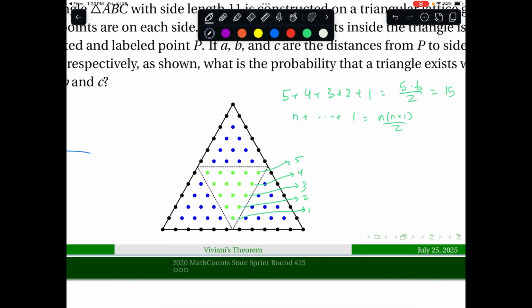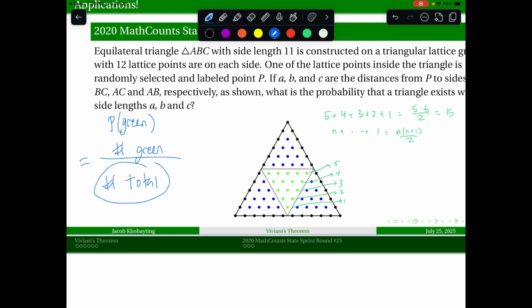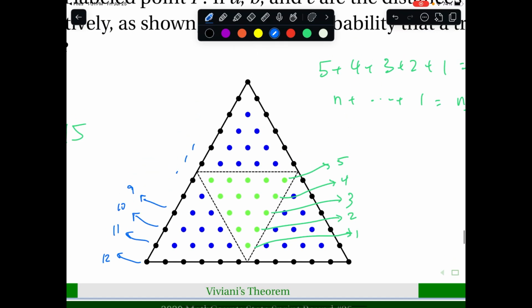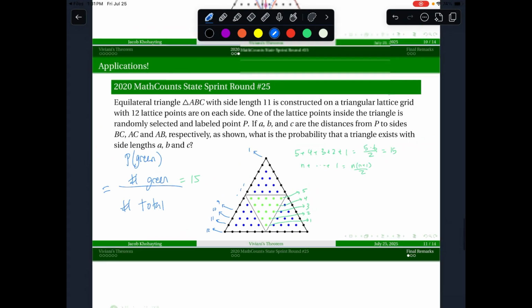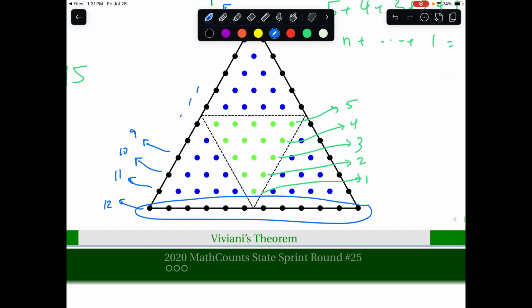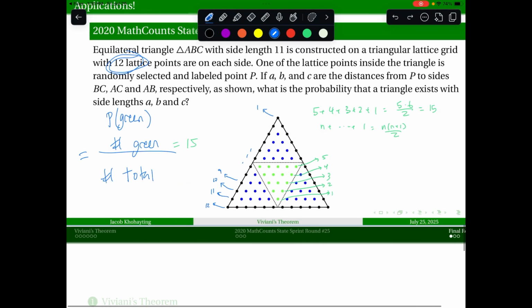I'm going to do the next part in blue. I want to find the number of total points. We have the green points, that's 15. Now we want to find the number of total points. The number of blue points, or total points, in the bottom row is 12. Here there's 11, 10, 9, and so on, until we get 1. Notice that it's 12 lattice points on each side, so there would be 12 here, not 11.